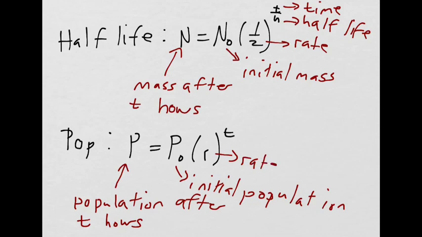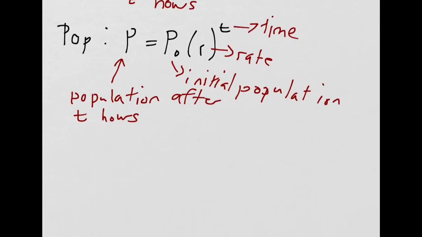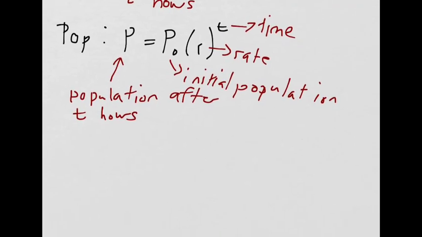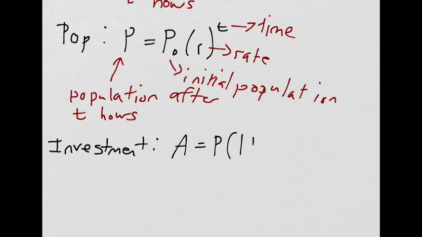R is the rate of growth or decay. T is how long or how much time has passed. Good? And then this last one looks a little bit different than the other guys, but still follows a similar model. The investments or loan growth and decline formula. A equals P times 1 plus i over c to the power of n times c.